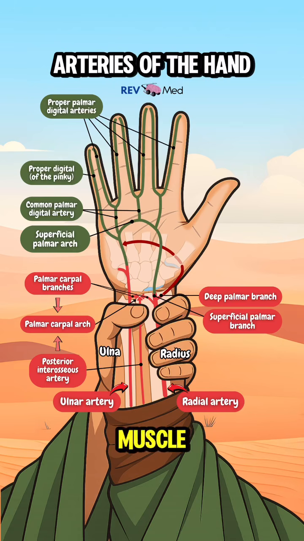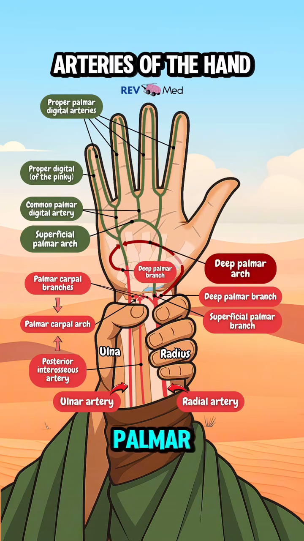abductor pollicis muscle. Now here on the ulnar side, we see the deep palmar branch of the ulnar artery descends between the pisiform and hook of hamate and arrives at the fourth intermetacarpal space. Here it unites with the deep palmar branch of the radial artery to make our deep palmar arch.